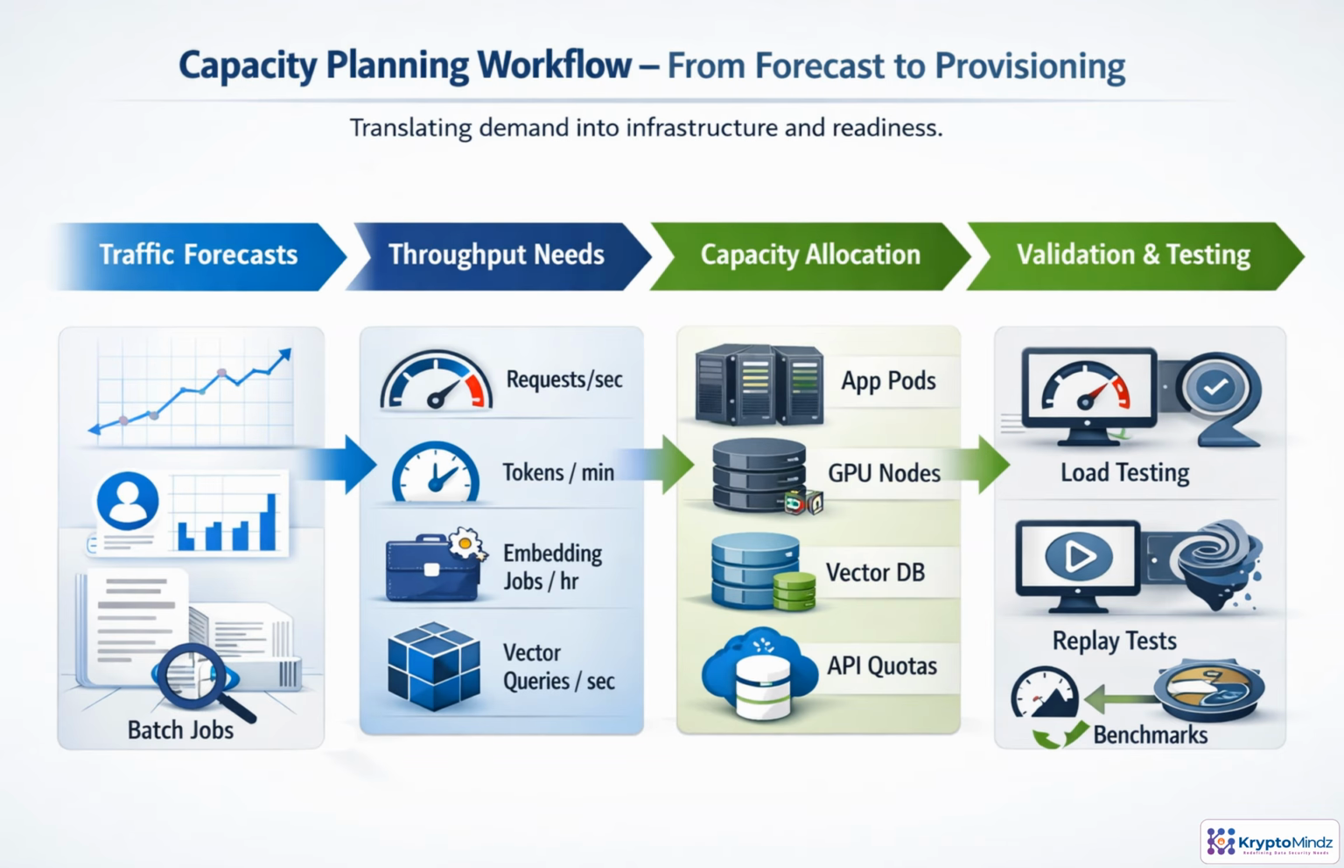Capacity planning starts with a forecast, but the forecast has to become engineering numbers. Estimate users, requests, token volume, ingestion rates, and scheduled batch work. Translate that demand into throughput: requests per second, tokens per minute, embedding jobs per hour, and vector queries per second. Then map those numbers to real capacity: app pods, queues, model endpoints, GPU nodes, vector databases, and provider quotas. Finally, prove the plan before users do. Run load tests, replay production-like traffic, benchmark bottlenecks, and adjust scaling thresholds until the system has safe headroom.